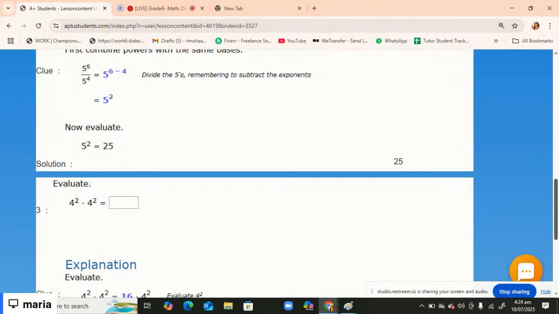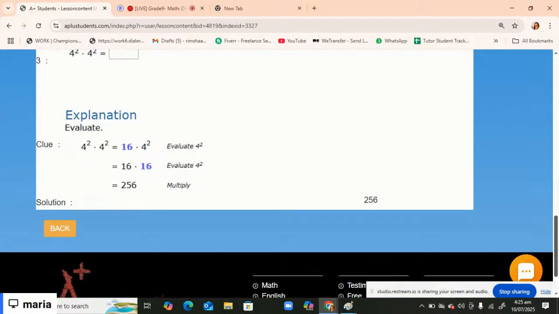So now 4 to the power of 2, and then it's multiplied with 4 to the power of 2. Then we are going to use it this way. 4 to the power of 2, what is the answer when you solve it?